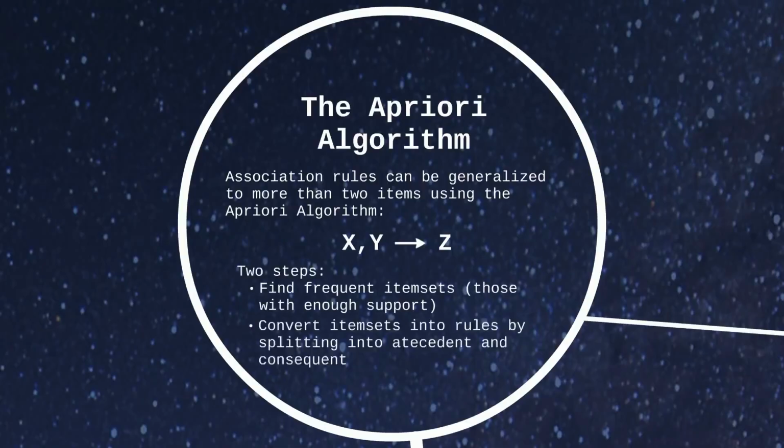So again, here are those 2 steps. We start by, 1, finding frequent item sets, those with enough support. And then 2, we convert item sets into rules by splitting them into an antecedent and consequent and checking the confidence and lift for each of those antecedent and consequent pairs. So this is a very useful algorithm, and it's generally going to be the one you use if you're looking for more than just 2 items in each item set. This gets used all the time and is going to be the most common application of association rules.